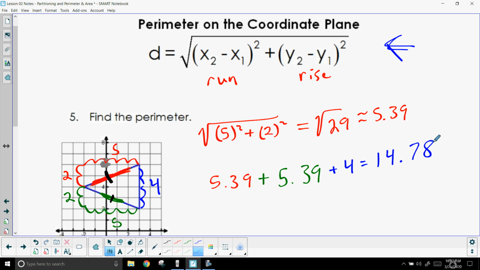Now, be careful. If they wanted you to round, okay, then this probably might be 14.8. Okay, this was rounded to the hundredths, 2 decimal places, and then we just rounded it to the tenths. So be careful about all this rounding. Pay attention to what's being asked.